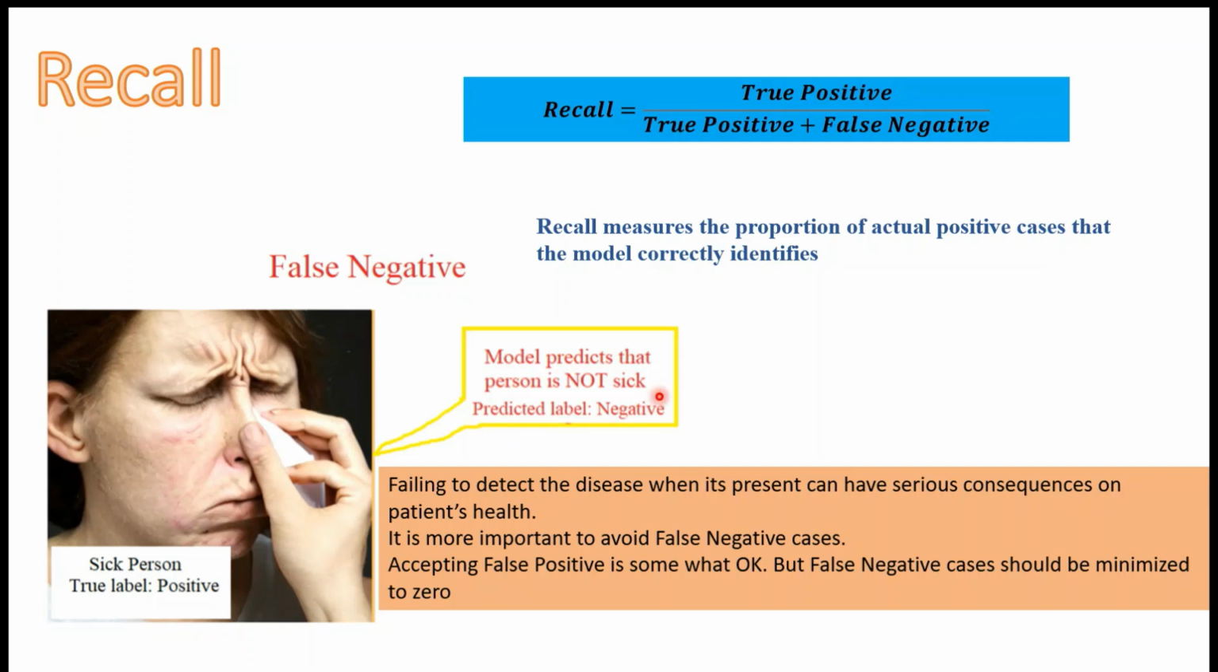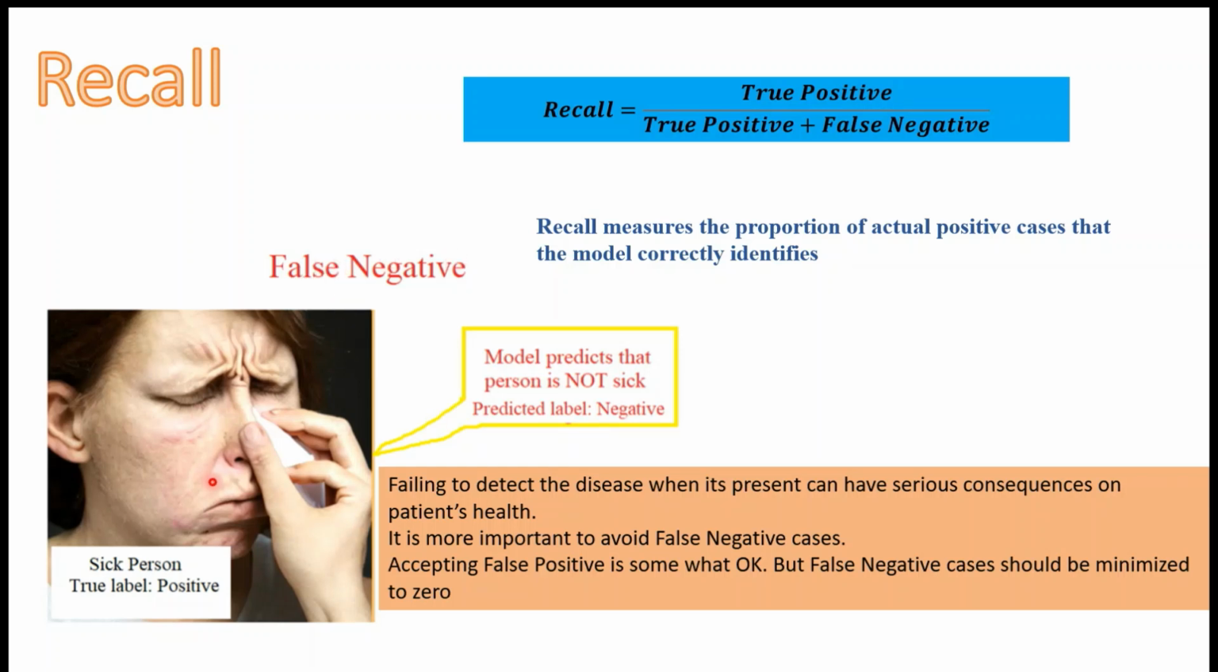Let's assume that we have developed a medical diagnostic machine learning model to predict whether a person has a disease or not. Having the disease, the label will be positive, and the person not having the disease means the label is negative. So let us look at this particular person. He is a sick person. The true label is positive, but the machine learning model predicts that the person is not sick. Means the predicted label is negative in this case, and so this particular scenario is called a false negative case.